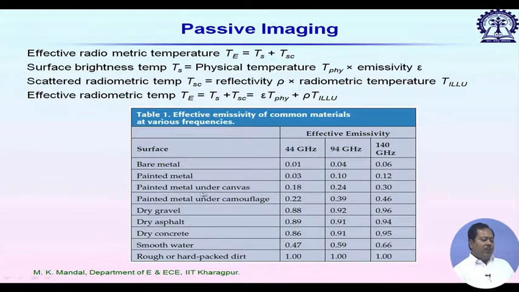We have also painted metal under canvas, painted metal under camouflage, dry gravel, dry asphalt, dry concrete, smooth water, and rough or hard packed dirt. So you see hard packed dirt emissivity is 1 at all the frequencies. So it behaves almost like a perfect black body, and if any power falls on it, we don't have any reflection. Almost all of this power will be absorbed by it and it will re-emit all this power.